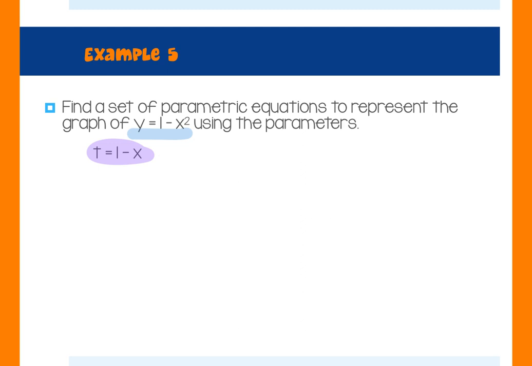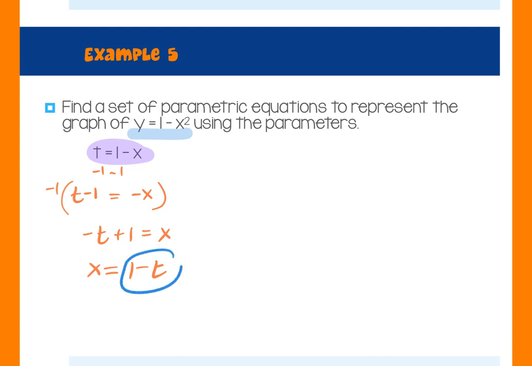So I can either subtract the 1 and then change the signs, or I could have added the t and added the x and subtracted the t. Like how you do that is fine. It doesn't matter. And you can even switch this and make it x equals 1 minus t so that when it plugs in, it's easier. Now I've solved for x. I'm going to take this and plug it into the other equation.